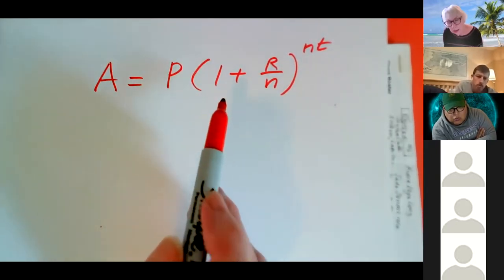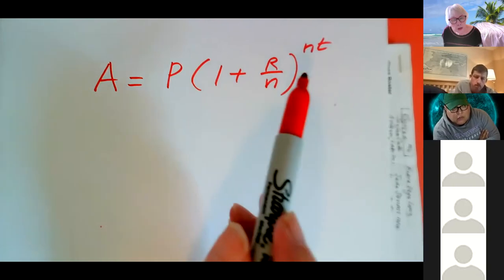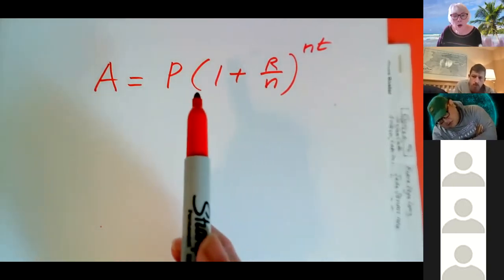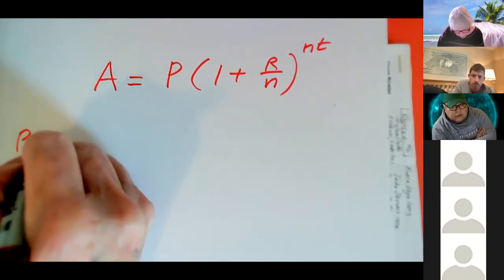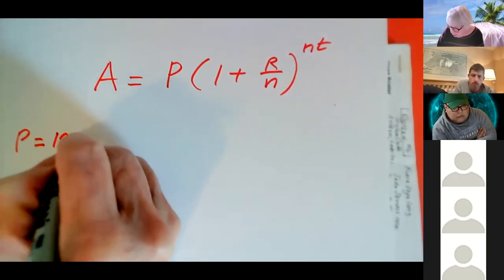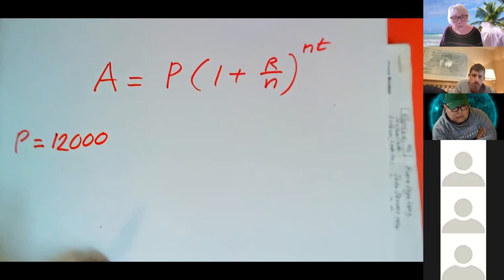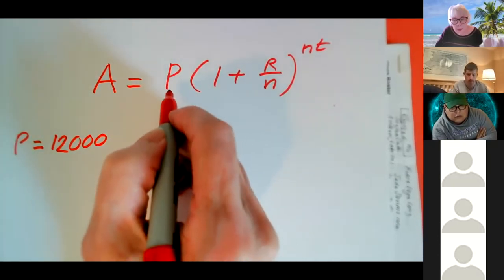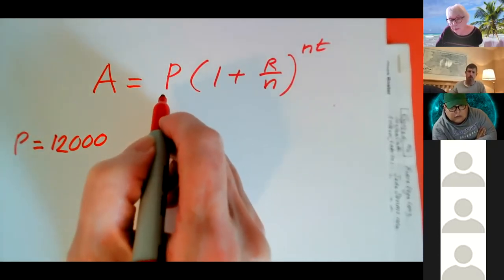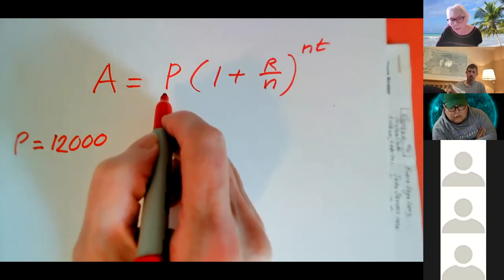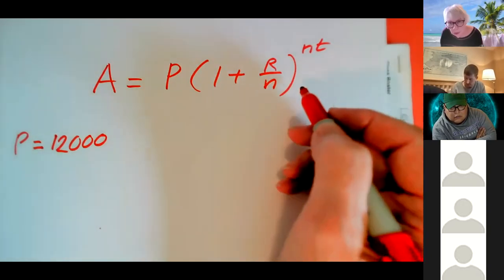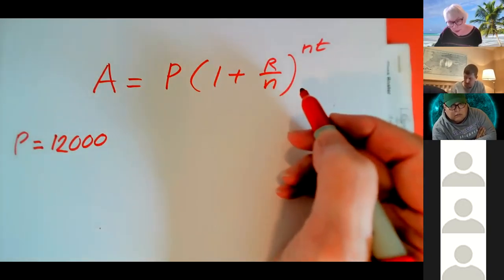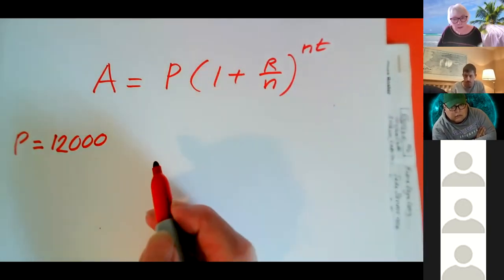So literally, if you knew what each letter stood for, you wouldn't even need to know what the formula was about. In this case, principal was $12,000. So I know I'm going to put it here. I'm not expecting you to learn this, but I'm expecting you to get the concept of inserting numbers into the formula. That's what I'm interested in. That's what we'll eventually do.